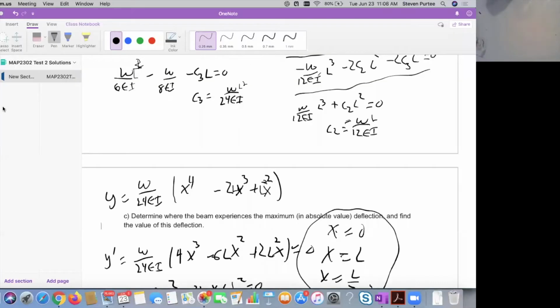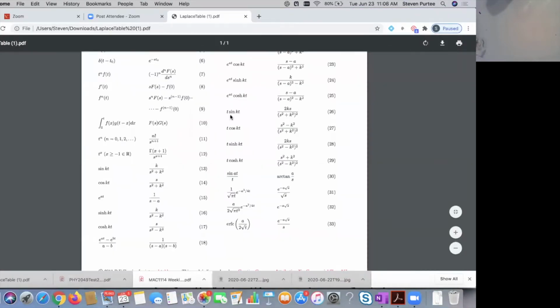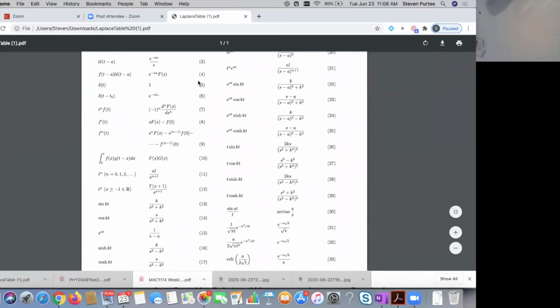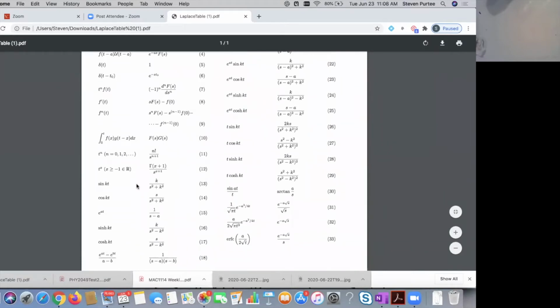We have our Laplace transform table. That looks like this. Going forward is pretty easy. Like, say, for example, we wanted the Laplace transform of some polynomial, t to the n. Then we would just use this.